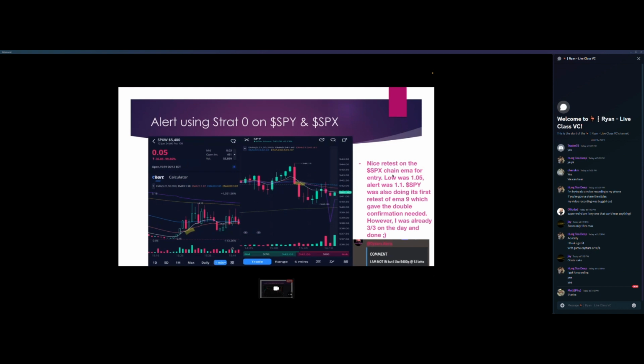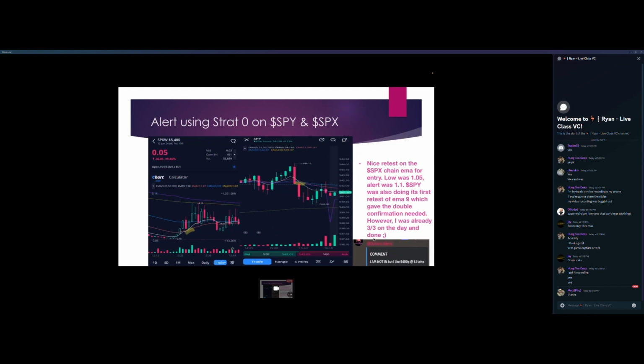Nice retest on the SPX chain EMA for entry. Low is 1.05. I'm trying to think where I know that the low is 1.05. Well, it's not. Oh yeah, this is not Strat 1. This is Strat 0. So yeah, the low was 1. This right here was 1.05, but I'm entering off the EMA. So I got in at 1.1.